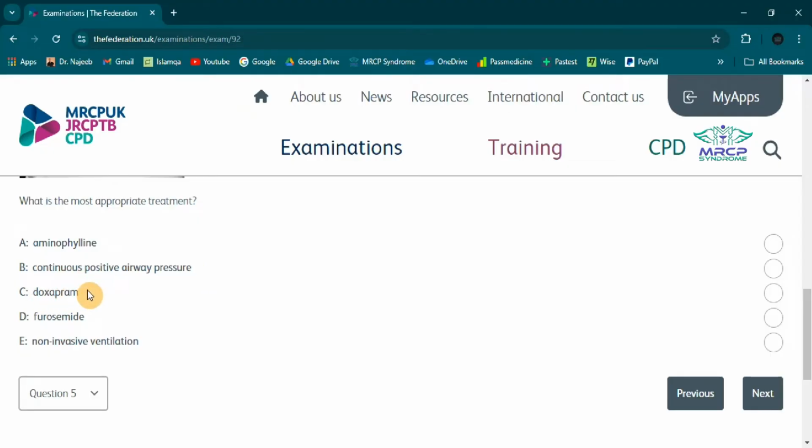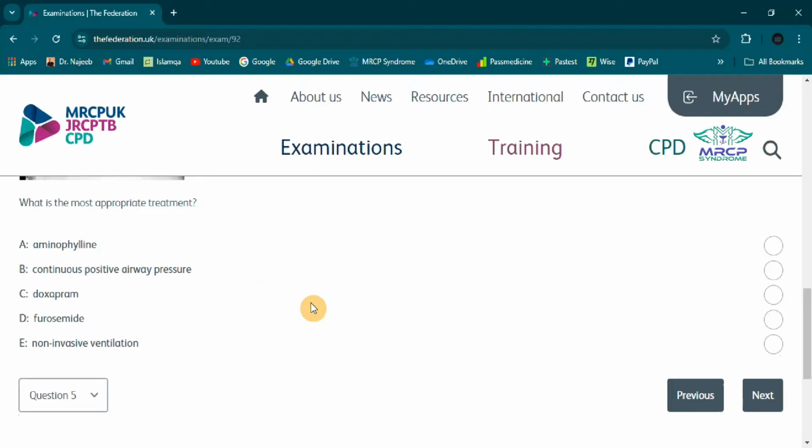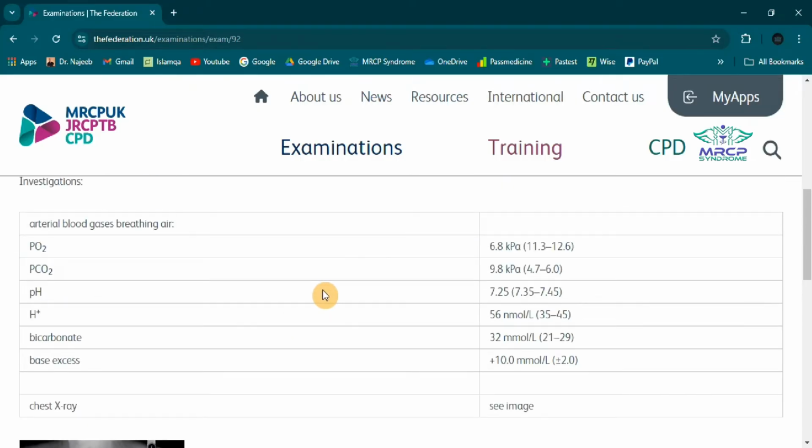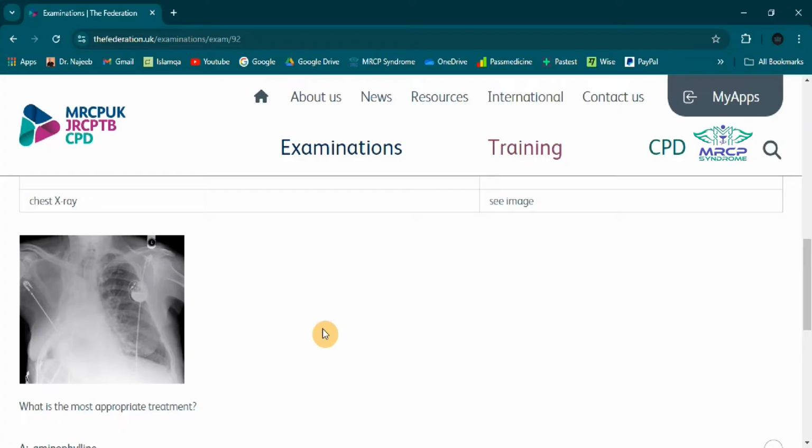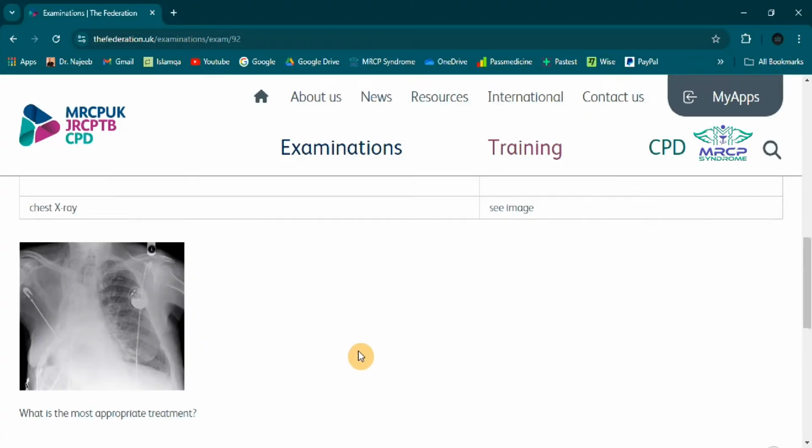Doxapram is a respiratory stimulant used to stimulate breathing in patients with hypoventilation. Doxapram can be used in certain situations, but non-invasive ventilation is usually preferred in more severe respiratory failure, since this is more effective ventilatory support. And doxapram can also lead to life-threatening arrhythmia. Furosemide is a diuretic used to manage fluid overload as well as pulmonary edema, and in this scenario there is no clear indication of fluid overload or edema, so we should be going for the non-invasive ventilation.